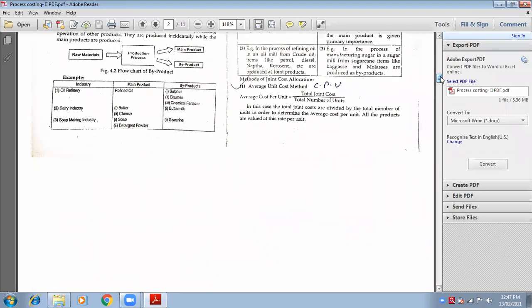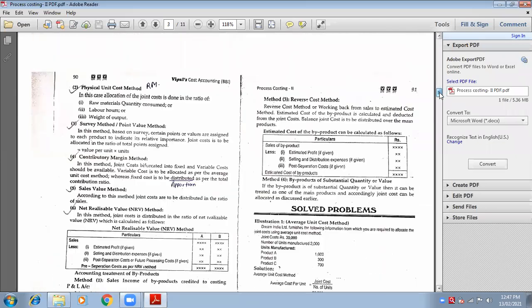So there are a few methods that we had discussed yesterday. Average unit cost method, we have practically done it. And we have physical unit cost method, which we have also done practically. The next method is point value method, which is also known as survey method. Next is contributory margin method. Next we have sales value method, and last is net realizable value method, in which we will calculate our cost of pre and post separation by using reverse cost method.